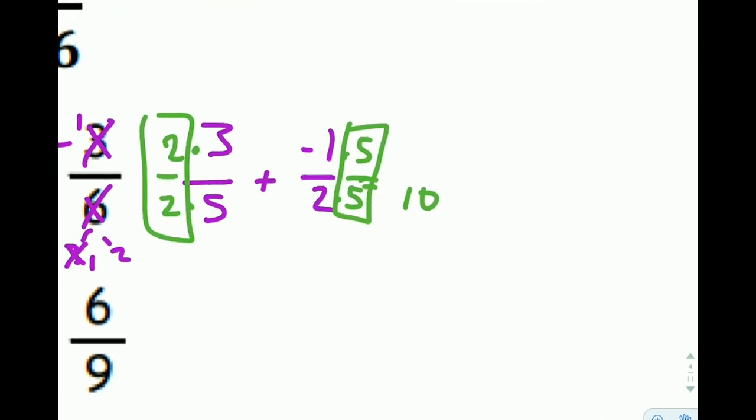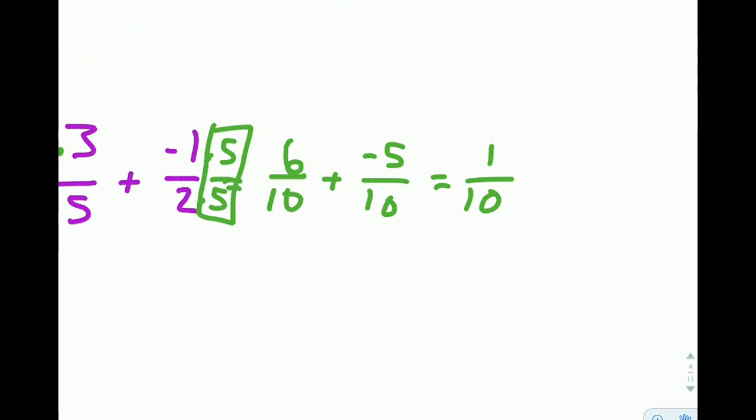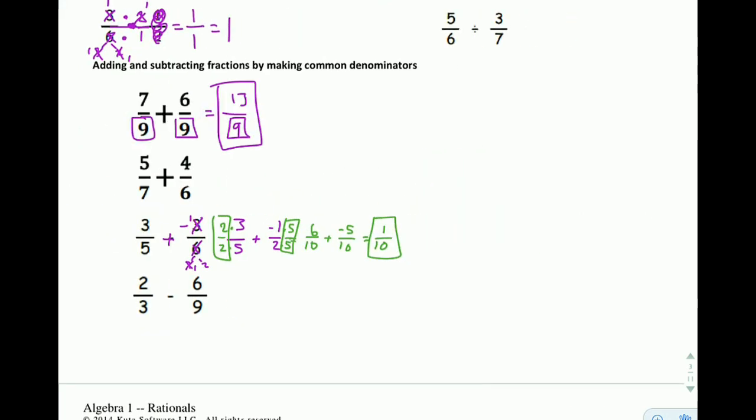And if we go ahead and work this out, we have 2 times 3 over 2 times 5, so we have 6 over 10, plus we have negative 5 over 10, and that leaves us with 6 minus 5 on top, which is just 1, and then our 10s stay across on the bottom because it's just addition of fractions. So 1/10 is the answer to that question.